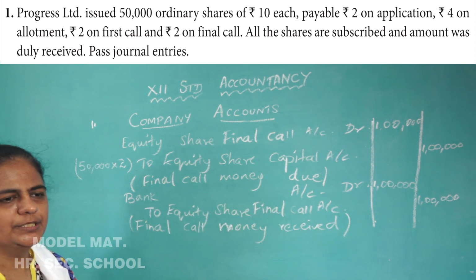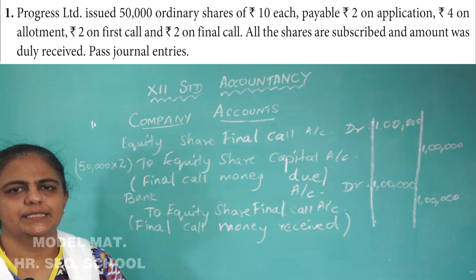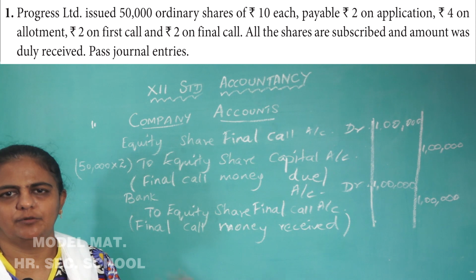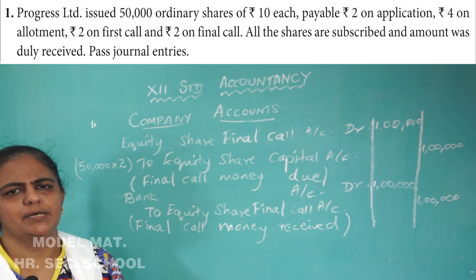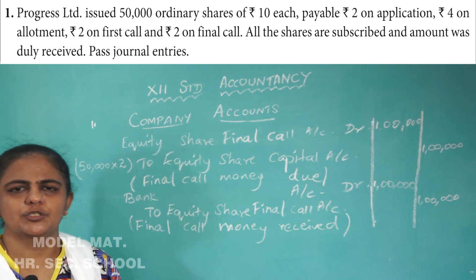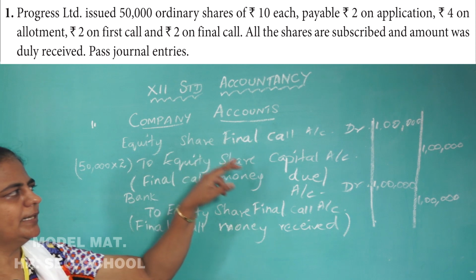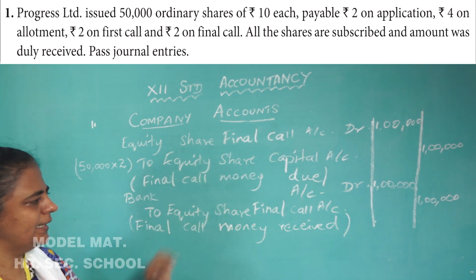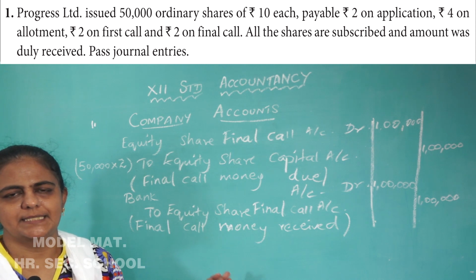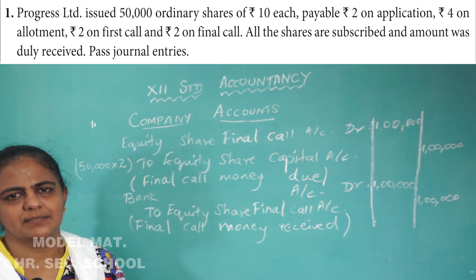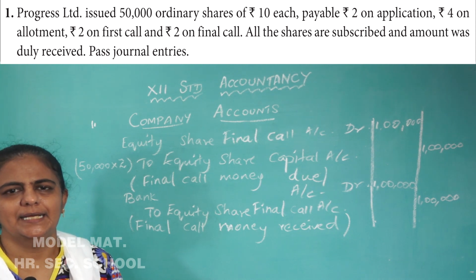Hope you understood. The first entry is for receipt of application, then transfer of application money to share capital. Next entry is allotment money due, then allotment money received, then first call money due, first call money received, then final call money due, then final call money received. These are the entries you have to pass for the given question. Hope you understood, children. Thank you.